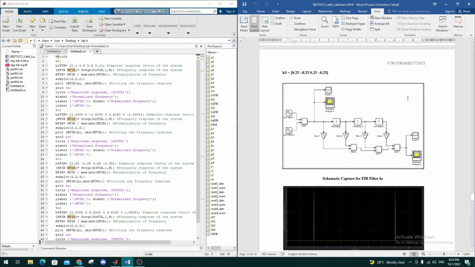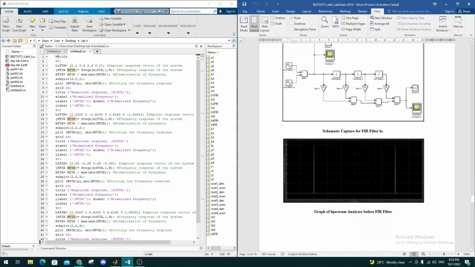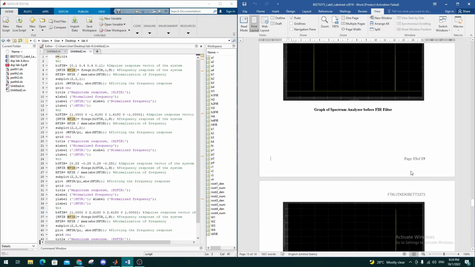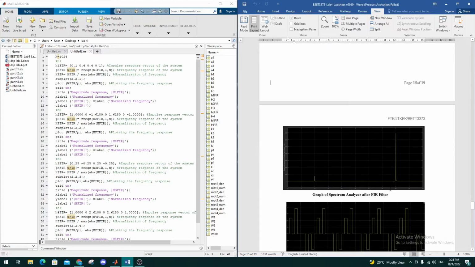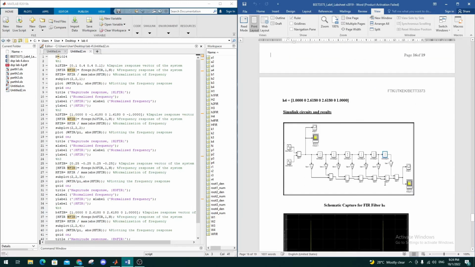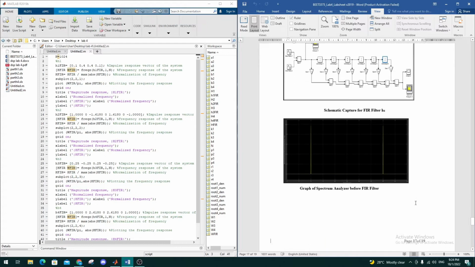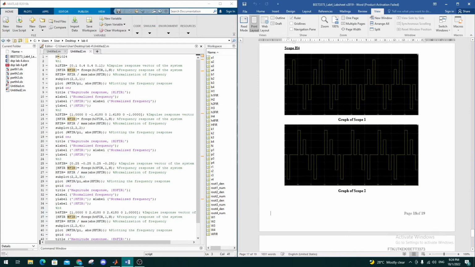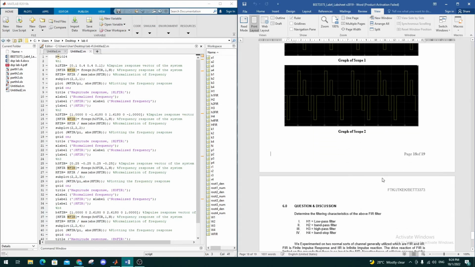For H3, this is the schematic diagram, this is the graph before the filter, and this is the graph after the filter. This is the graph for scope 1 and scope 2. And lastly, H4, this is the schematic diagram. This is the graph before the filter, and this is the graph after the filter. This is scope 1 and scope 2.